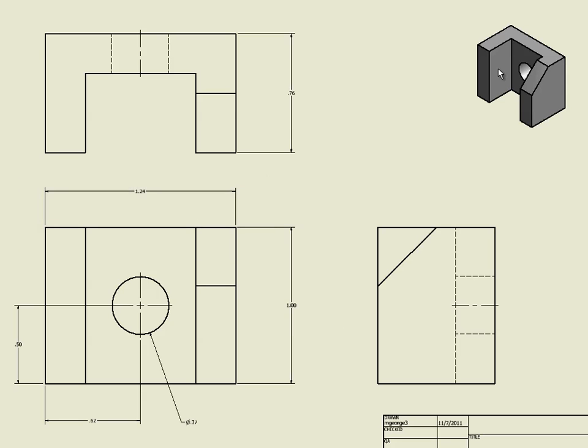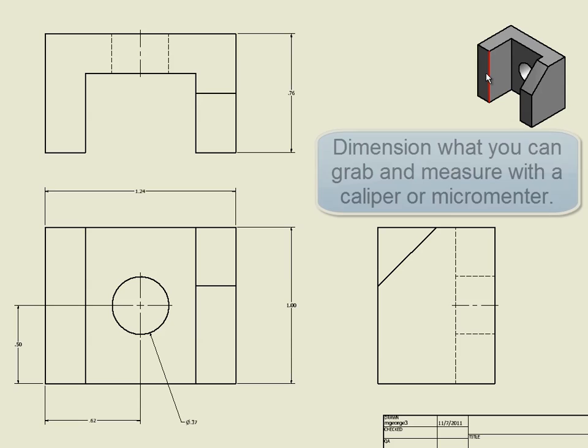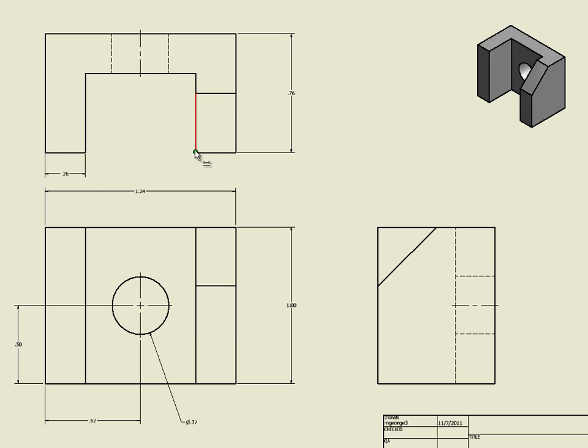Okay. So now, what else do I need to know? This part has a couple more features. It has two tabs coming out, and one of the tabs has a chamfer right here. So I've got to do something to give the person that's going to build this information on how to build that. I say that it's better to measure what you can grab. And these two tabs here I could grab very easily with a caliper or a micrometer. So I'll dimension those. 1, 2, okay. And I need to know this depth right here. What's the depth between this face and this face? I'll put that dimension in right here.